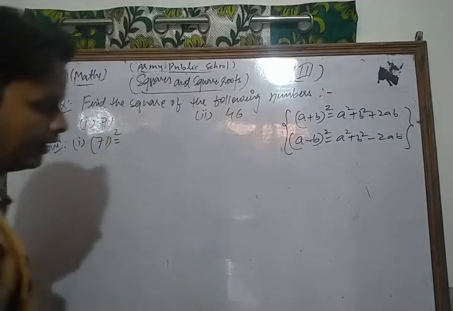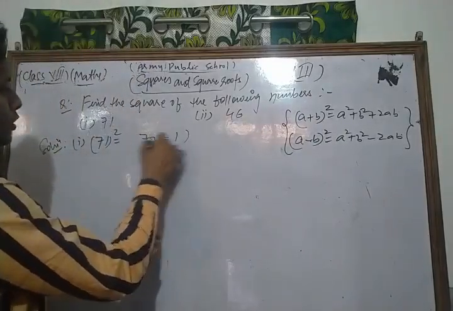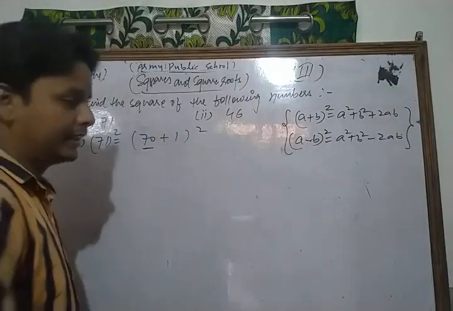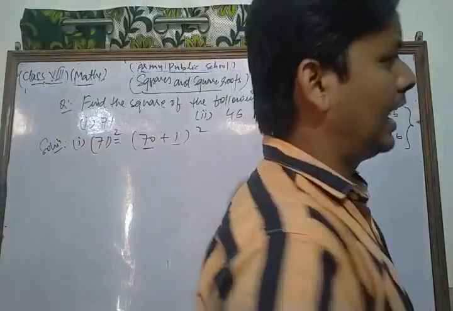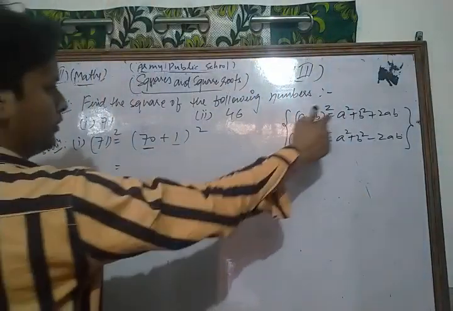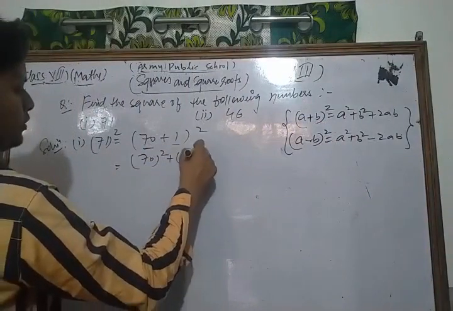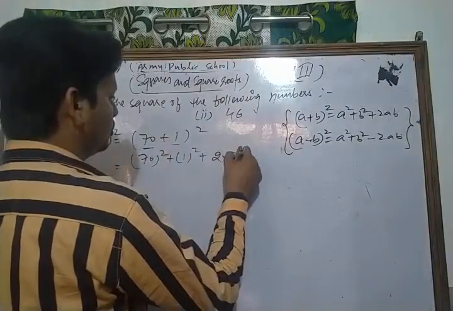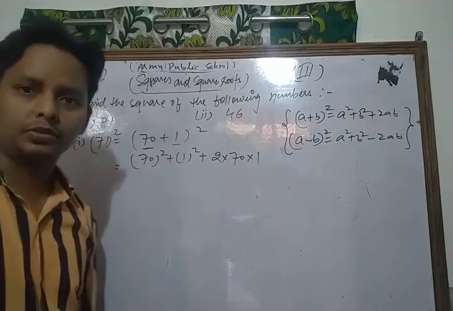That means 71 square. We can write 71 as (70 plus 1) whole square. Now this is the value of a and this is the value of b. So here we apply the identity (a plus b) whole square. So a square means 70 square, plus b square means 1 square, plus 2ab means 2 into a into b. This is the identity which we use for that question.